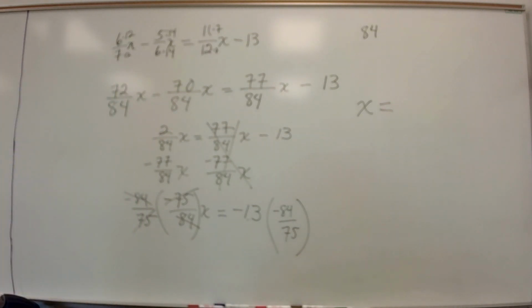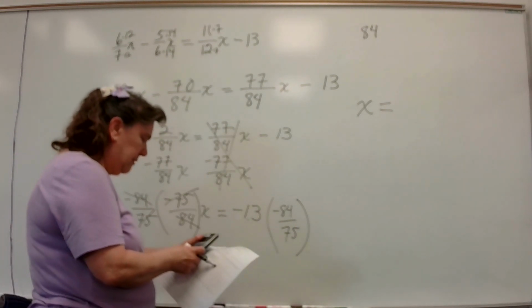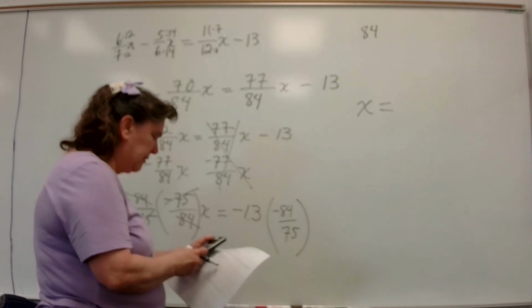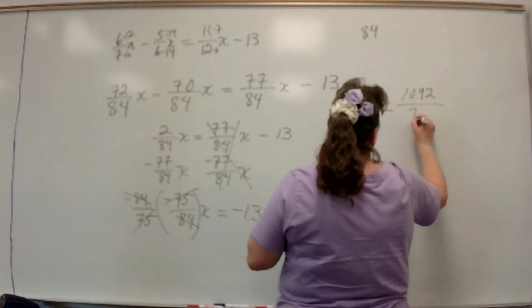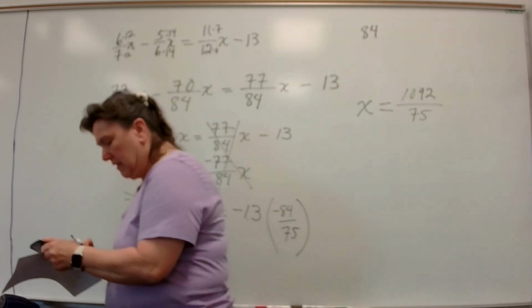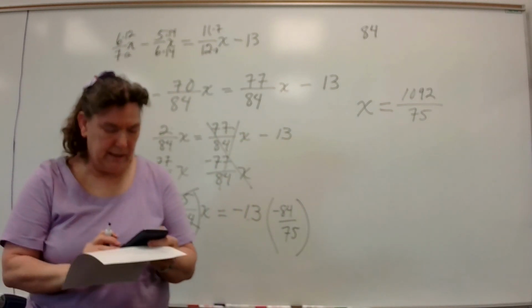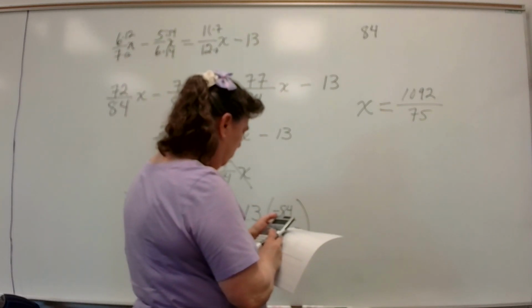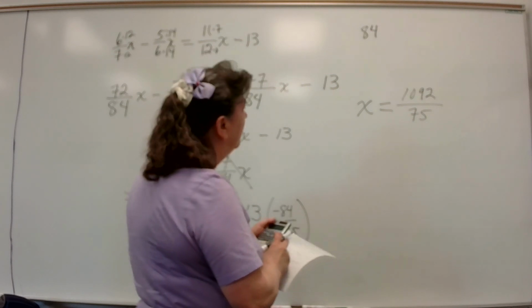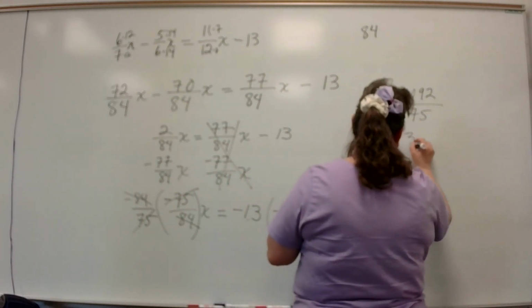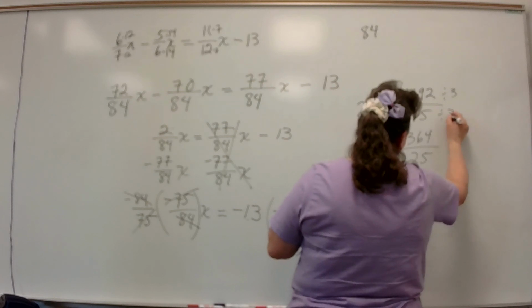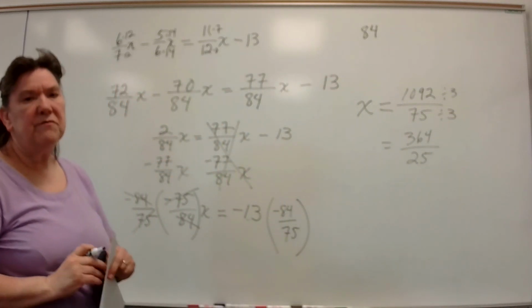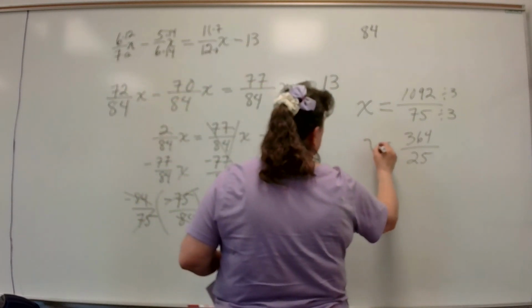I'm going to grab a calculator to get that done quick. 13 times 84 is going to give you 1,092, and it will be positive over 75. And I don't believe that may simplify, but, yeah, it does. You can divide by 3, and that's going to give you 364 over 25 is what your x is equal to.